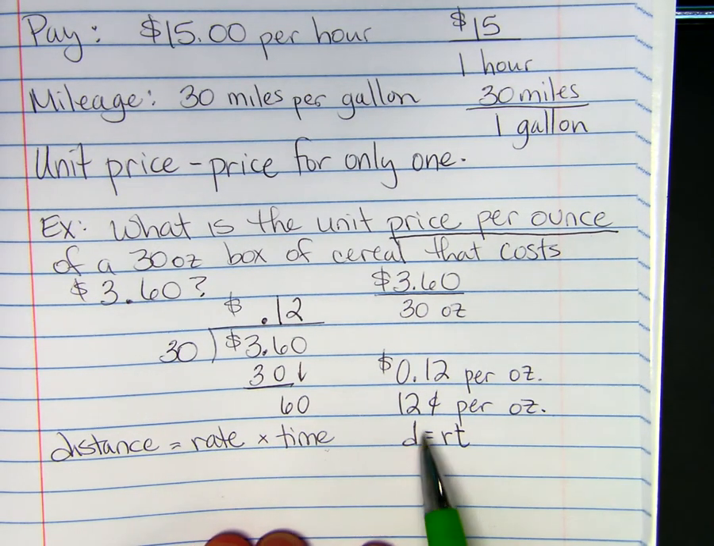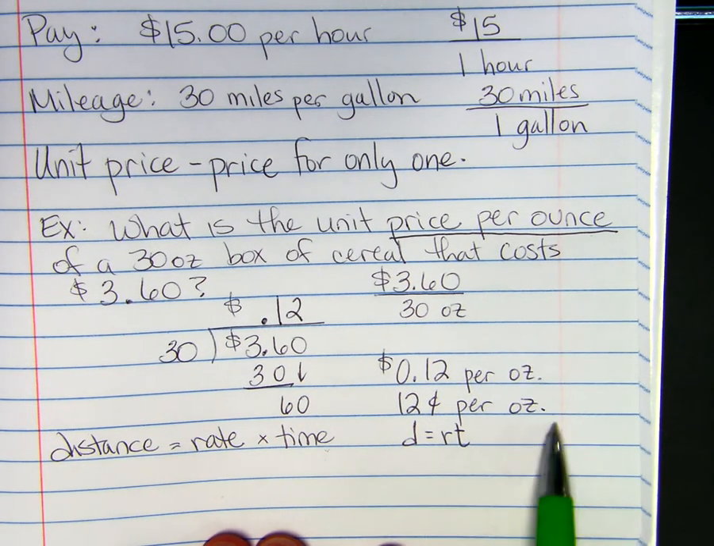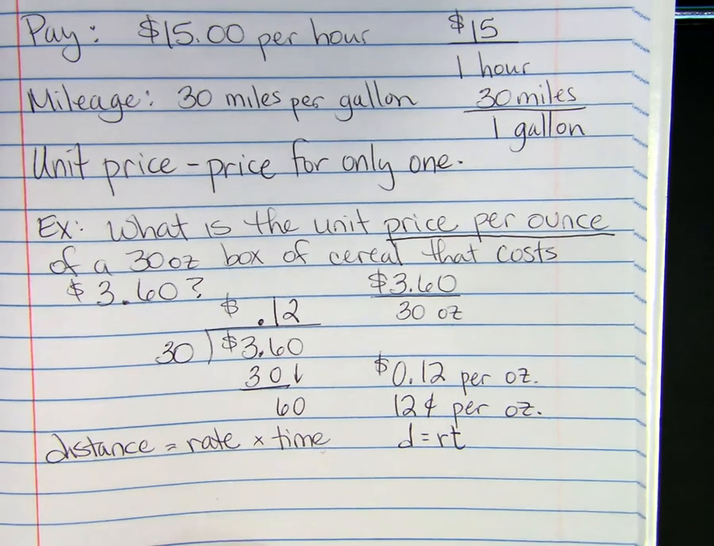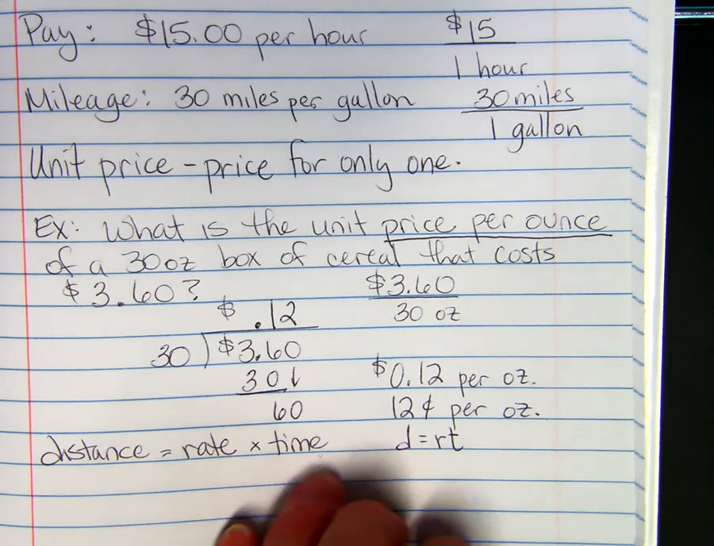And you could find the rate if you knew the distance and time by dividing. You could find the time by dividing. So we used this a lot in our math class. Okay, that's the end of the lesson.